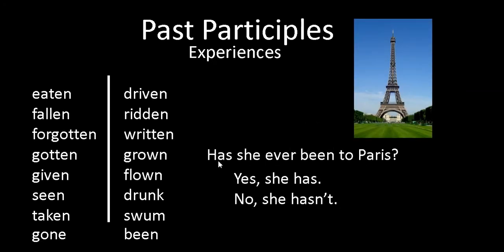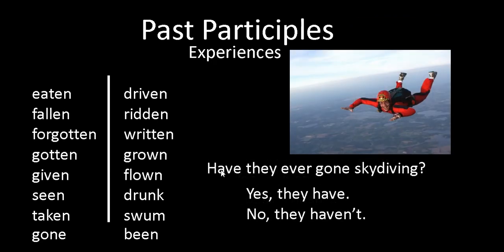Let's try a couple of examples. First, has she ever been to Paris? We don't usually say gone in this case. Been is much better. Has she ever been to Paris? Yes, she has, or no, she hasn't. Last example, have they ever gone skydiving? Yes, they have, or no, they haven't. Okay, you'll have the chance to practice that lots and lots.